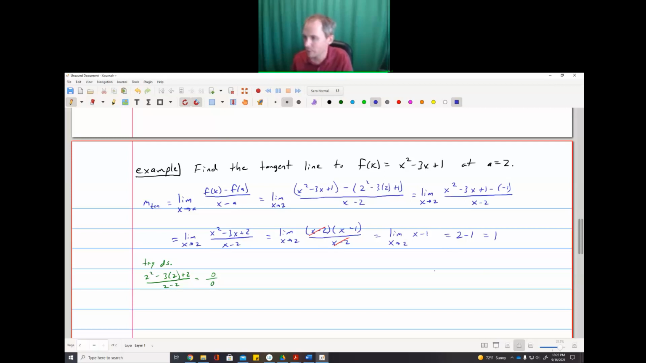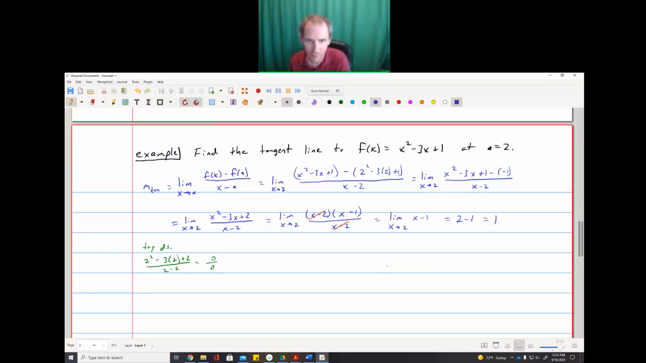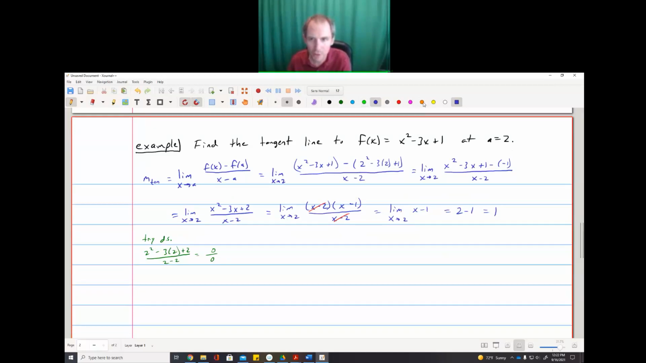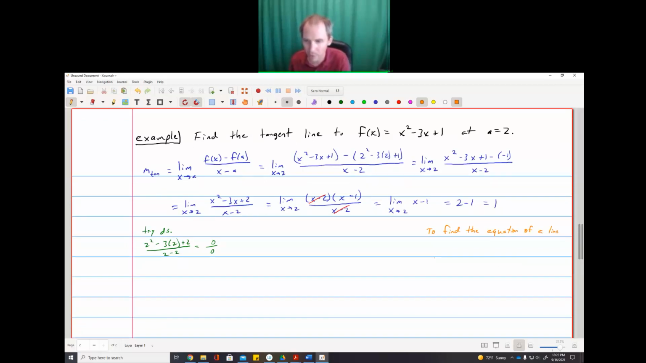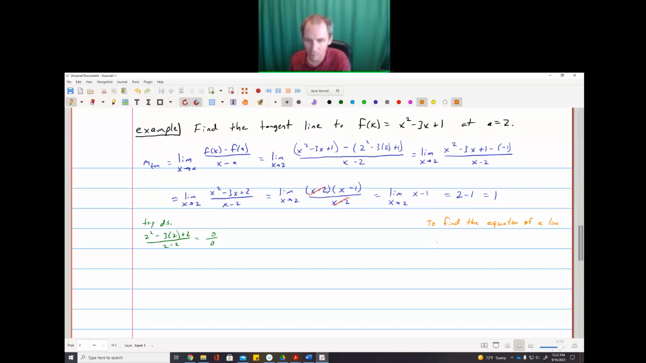Okay, now we need to find the equation of a line. Okay. So let me just remind you. There's more than one way to find an equation of a line, but what we're going to often see in this chapter is a line where we know a point and we know a slope. So we're going to use the point slope formula for the line. y minus y1 equals m times x minus x1.